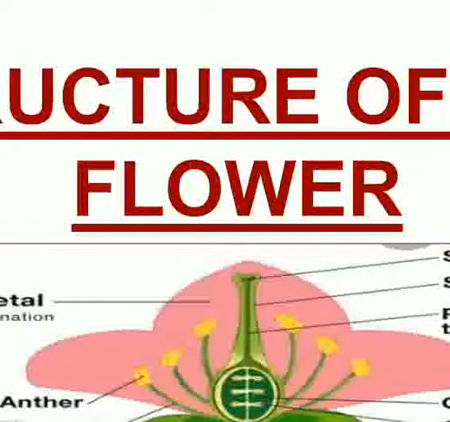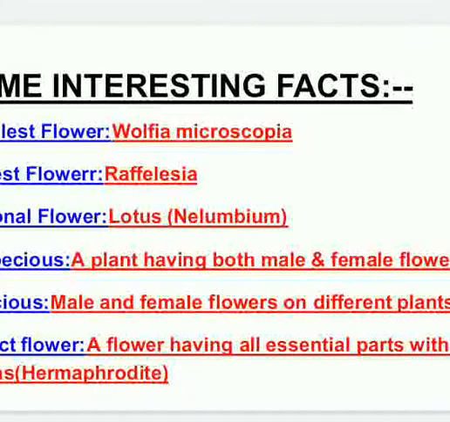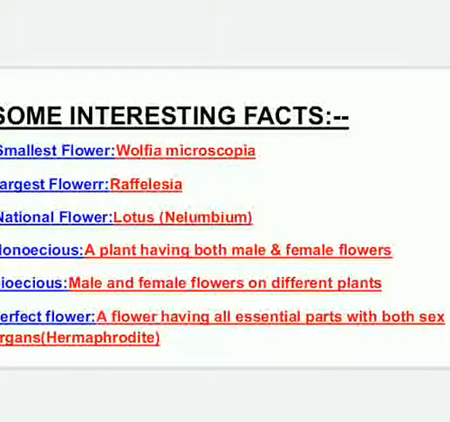Now we shall be talking about some interesting facts about the angiosperms. I must tell you that the smallest flower among the angiosperm is of the Wolffia microscopia, whereas the largest flower is that of the Rafflesia. Our national flower is the lotus, whose botanical name is the Nelumbium.